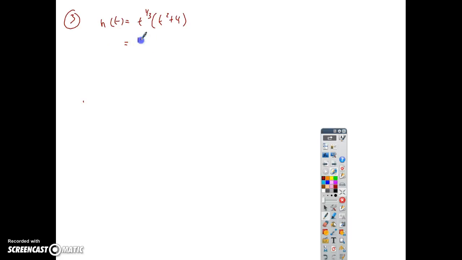Since we're supposed to use a product rule, I'll try to do so. And I go 1/3 t to the negative 2/3. I did it in a different order than I normally do. Let me do it in the same order so that I don't confuse anybody. So I got t to the 1/3 times 2t plus 1/3 t to the negative 2/3 times t squared plus 4. So this becomes 2t to the 4/3 plus 1/3 t to the 4/3 plus 4/3 t to the negative 2/3.